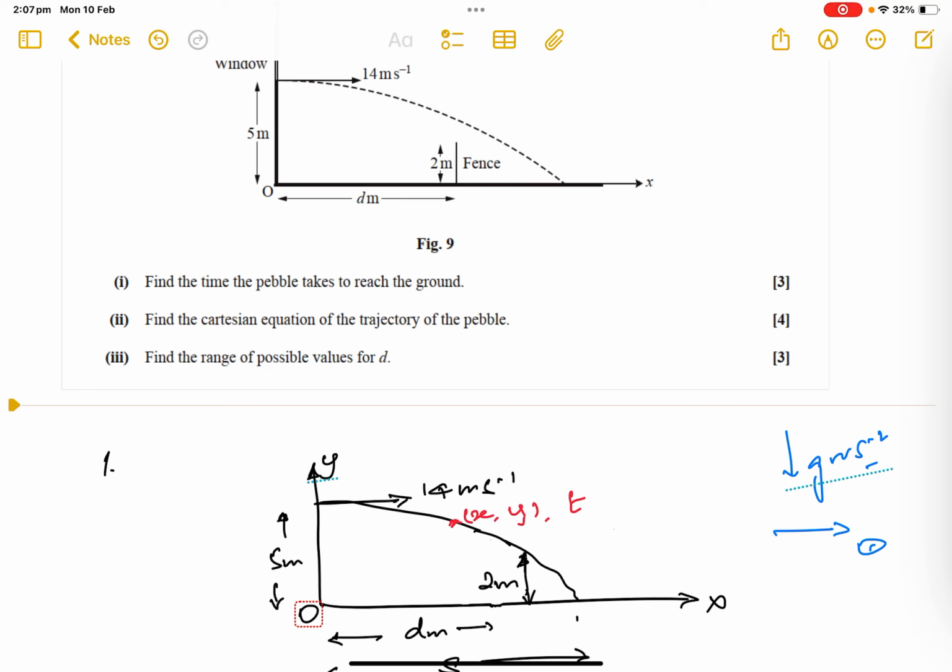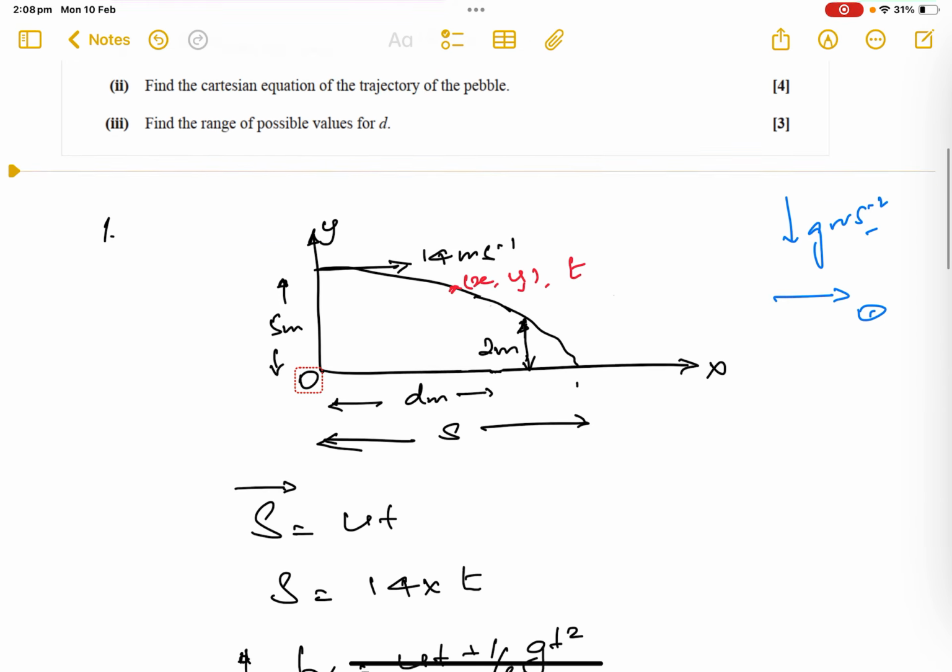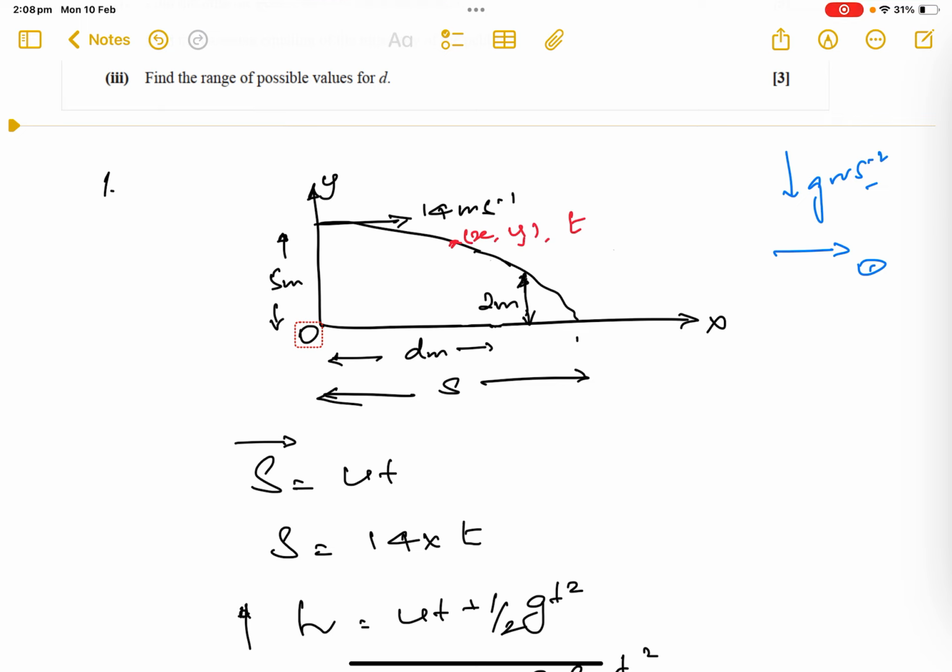Find the time the pebble takes to reach the ground. Find the Cartesian equation of the trajectory of the pebble, so the path of the pebble. Find the range of possible values for d. I just re-sketch the diagram. The window is 5 meters above the ground, and d meters away there is a fence 2 meters in height, and the pebble is just going over that fence and reaches the ground.